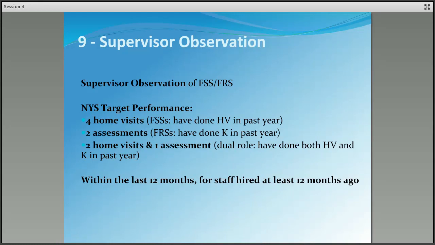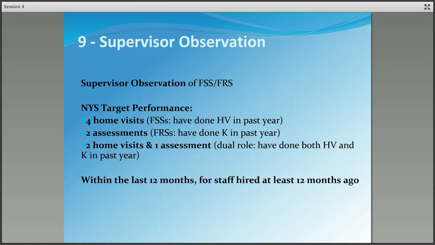The next item is supervisor observations for FSSs and FRSs. All workers are expected to receive regular observations from their supervisor in performing their job. We specifically track observations for assessment workers and home visitors who have been working in the program for at least 1 year. Newer workers are also expected to be observed, but they're not counted for this item until they've been at the program for at least 1 year. Further, by the BPS, program supervisors should also be observed, but they're also not tracked as part of this particular PI item. Here, the expectation for number of observations in a year is based on a worker's type of role.